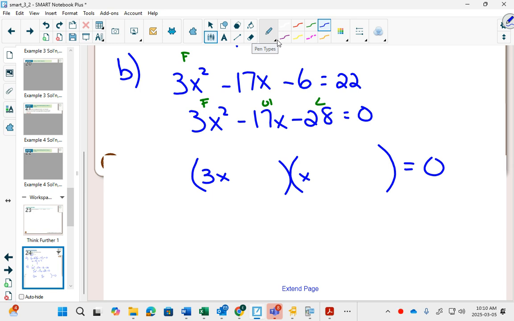What should I try next? 7 and 4. Now it's going to make a difference where you put the 7 and the 4, right? Because if I put the 4 here, I'll do the wrong way first. If I put the 4 here and 7, I get 12 and 7. Does that make 17? No. But if I put the 7 here and the 4 here, I get 21 and 4. 21 minus 4 is 17. I need a negative 17. So I would need to have a negative 21 and a plus 4.